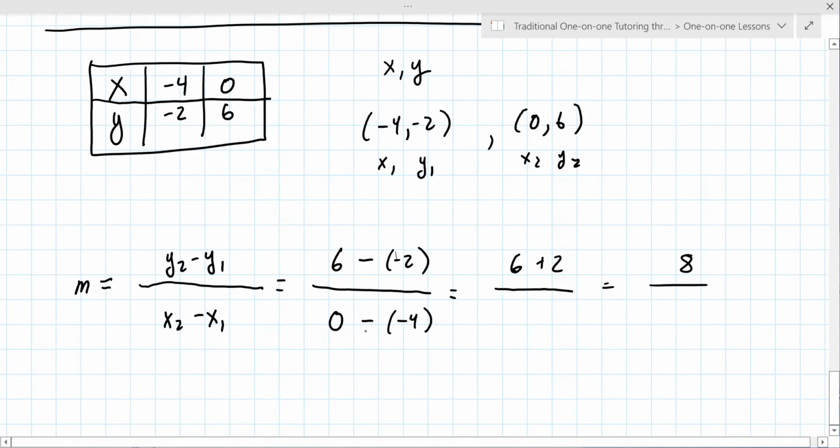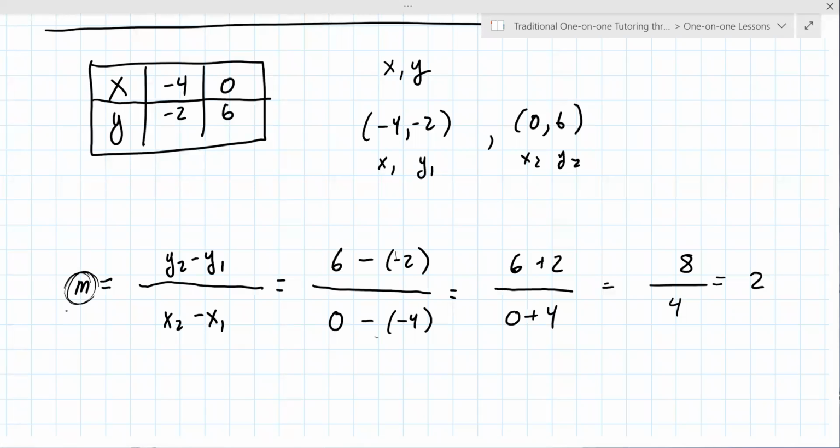On the bottom, it's the same thing. You combine the signs, so it becomes 0 plus 4. And then the final answer of 4. What is 8 divided by 4? 8 divided by 4 is 2. Perfect. What does 2 represent? What did we just calculate? M equals 2. The slope is 2.